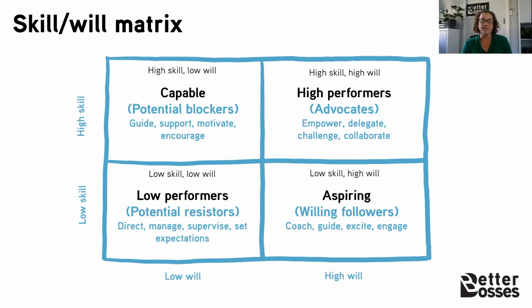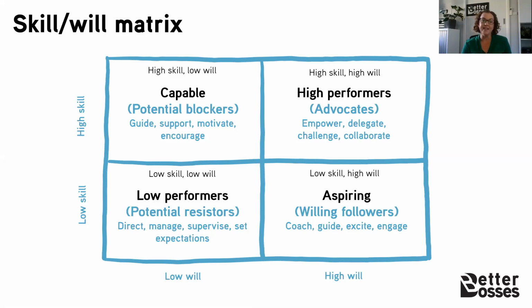But you just also need to be careful because they can be potential blockers. So they may be sitting there happily doing their work, but they will block change. They will be kind of stuck in their ways. So how you can move people forward when they're in that capable quadrant can be a little bit of a challenge, but of course it's always possible.